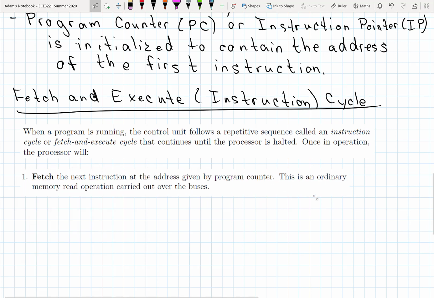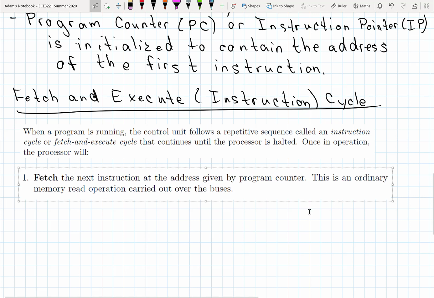As a first step, we need to fetch the instruction that's given by the program counter. So the program counter will have an address in it. If we're just starting off, it'll have some initial address, often address 0, and it will go and fetch the instruction at that address. So it's a simple memory read operation that's carried out over our system buses to go out to that external memory, do a memory read, and bring in that instruction into the processor.